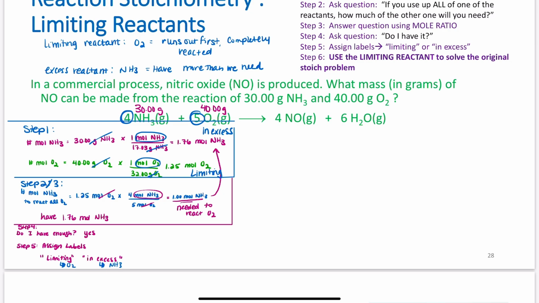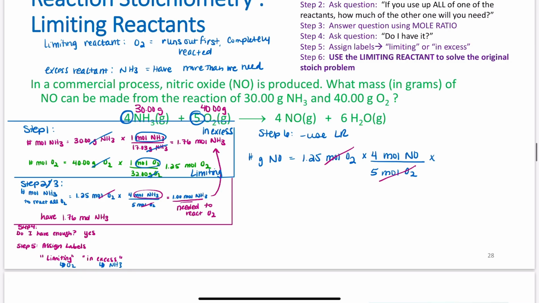So step 6, solve the original stoich problem. I'm going to use limiting reactant to solve this because it's going to run out first. So I want to know number of grams of NO produced if I start with 1.25 moles of O2. 4 moles of NO are produced for every 5 moles of O2 consumed. That gets rid of my moles of O2. Now I'm at moles of NO, but I don't want moles, I want grams.